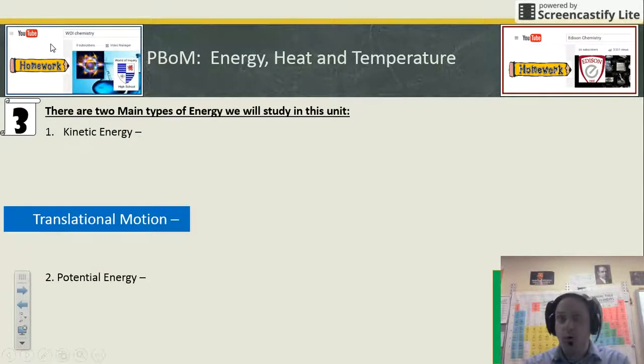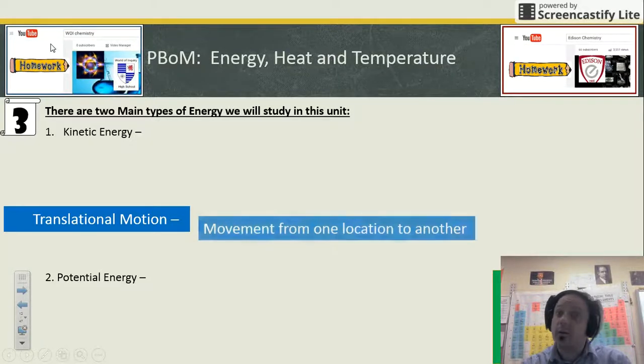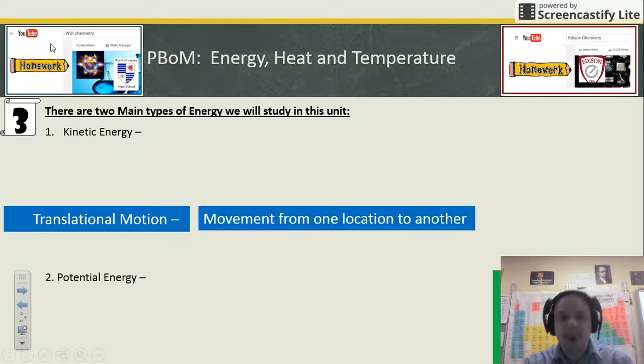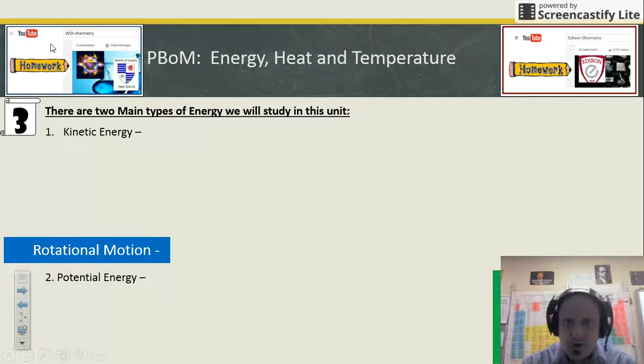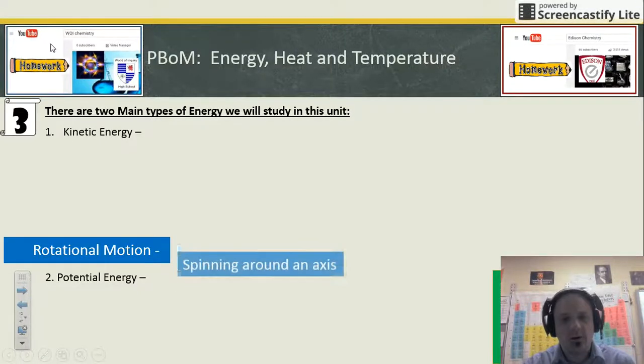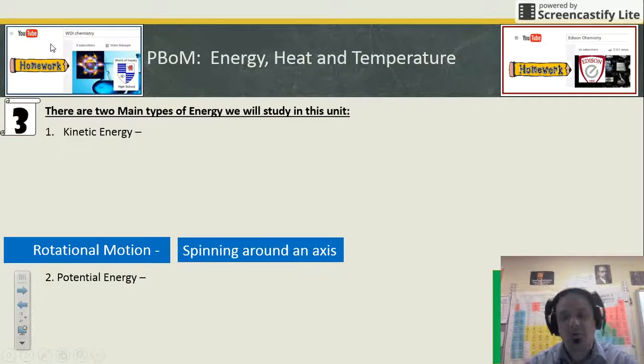Translational, moving from point A to point B. Only liquids and gases can do this in their phases of matter, because solids are stuck in crystal structures usually. But it's moving from point A to point B. And then there's the rotational motion. Liquids and gases can do this because their atoms are vibrating and rotating past each other, but solids can't really rotate past each other. So there we go, spinning around an axis. That's what rotational motion is.